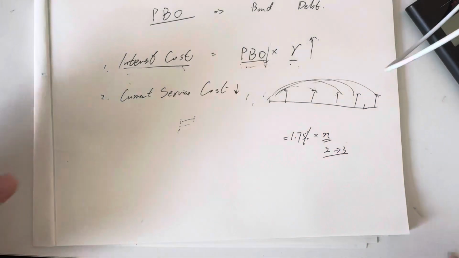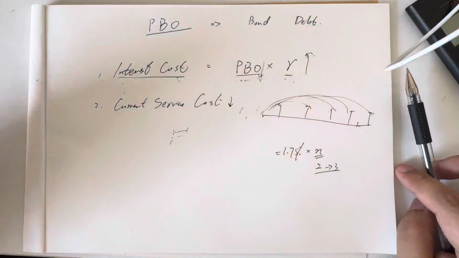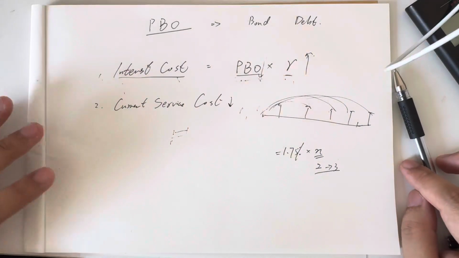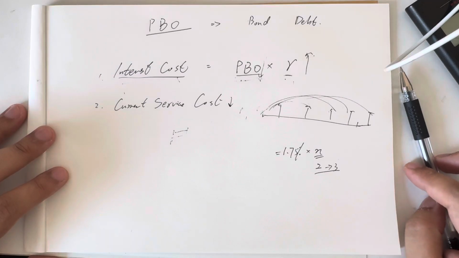So that's another way to treat the PBO: treat it as a bond, as a debt, and you can use what you learned about debts to deal with the PBO.